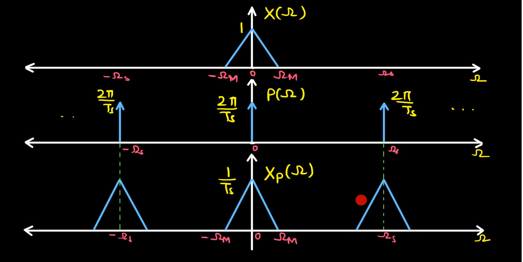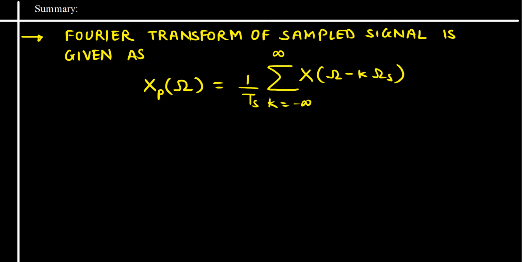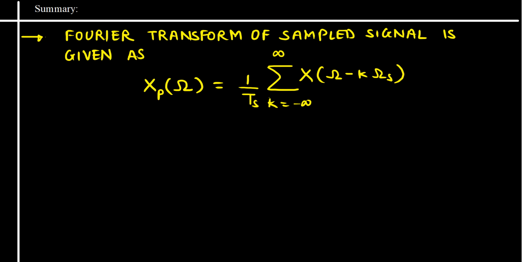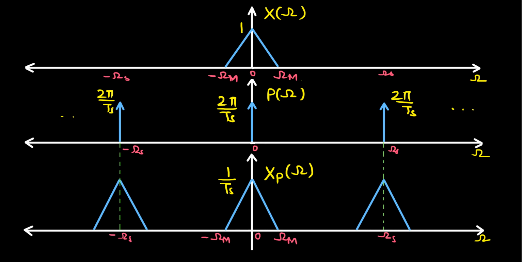So in this lecture, we looked at the frequency domain representation for the sampled signal, and we observed that the sampled signal's Fourier transform is obtained as Xp of omega is equal to 1 by Ts summation k running from minus infinity to infinity X of omega minus k times omega s, and we observe that they are basically the replicas of this X of omega located at every integer multiple of the sampling frequency, that is omega s, moreover scaled by a factor of 1 by Ts.